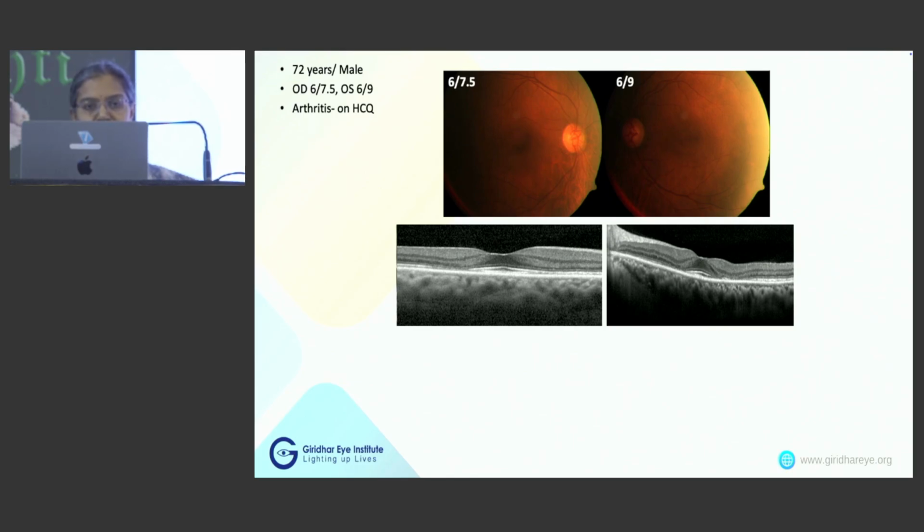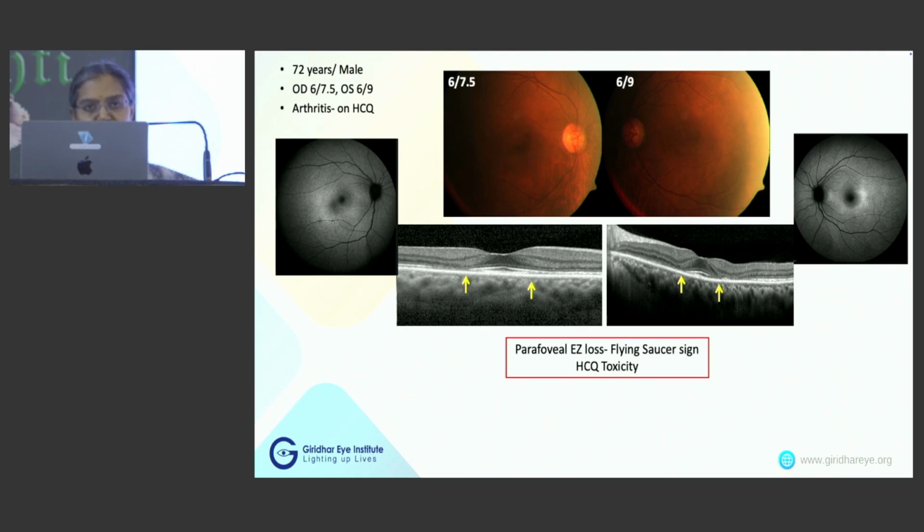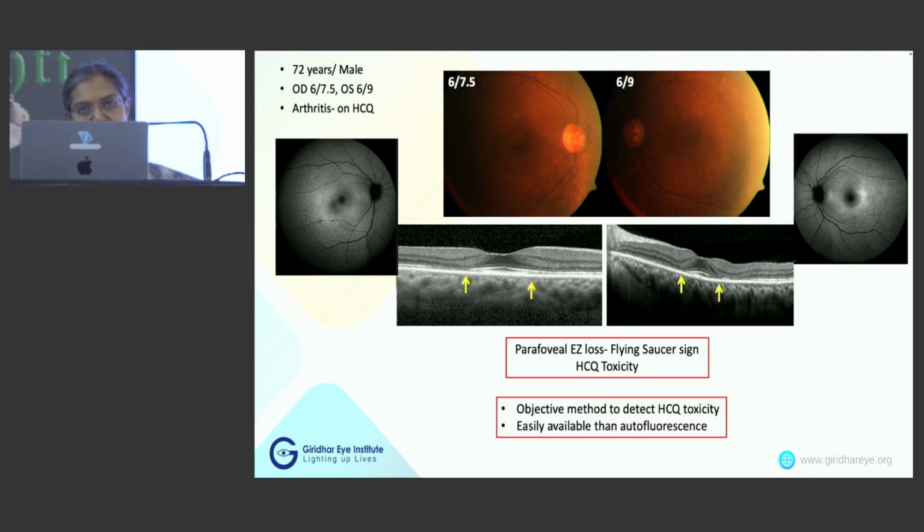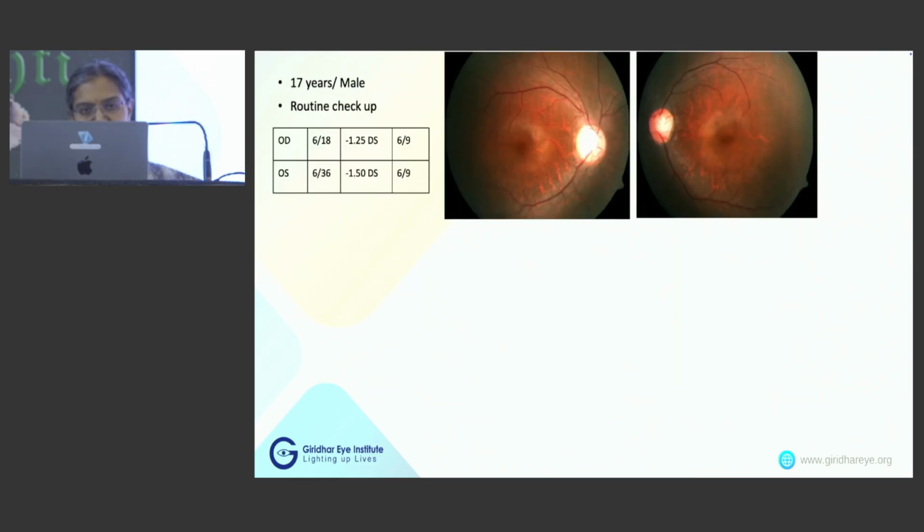This is an elderly man who is on treatment for arthritis, and again it was OCT which helped us pick up the parafoveal EZ loss, which we call the flying saucer sign and which indicates HCQ toxicity even before the patient becomes symptomatic and any fundus changes are appreciated. FAF is also useful, but OCT is more easily available and it is very objective.